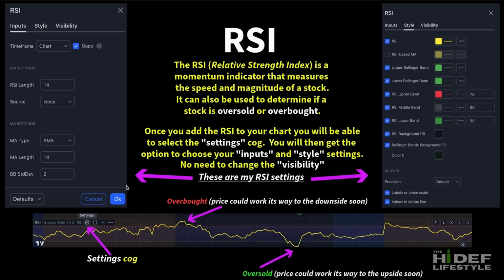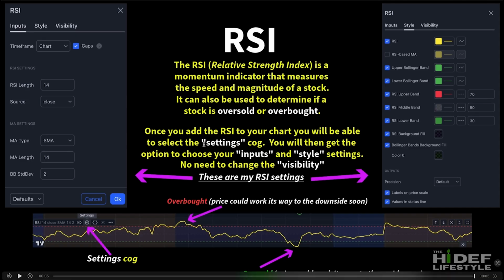All right, the RSI, the Relative Strength Index. It is a momentum indicator that measures the speed and magnitude of a stock. It could also be used to determine if a stock is oversold or overbought. Okay. Once you add this to your chart, you will be able to select the settings cog, which is right down here, this purple arrow. Once you add it, you're going to be able to adjust the settings here. All right, when you do, this will pop up. You'll have inputs, style, and visibility. There's never a need to change the visibility ever.